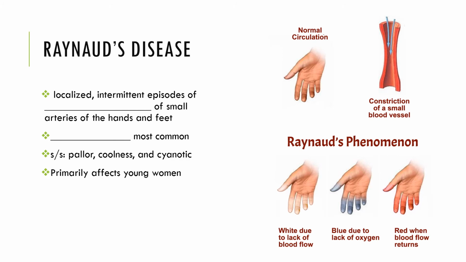Raynaud's disease is localized intermittent episodes of vasoconstriction of the small arteries of the hands and feet. The hands are the most common. Signs and symptoms that you're going to see are pallor, coolness, and cyanosis. This primarily affects young women. With Raynaud's, they can turn from white to blue or red when the blood flow finally returns.